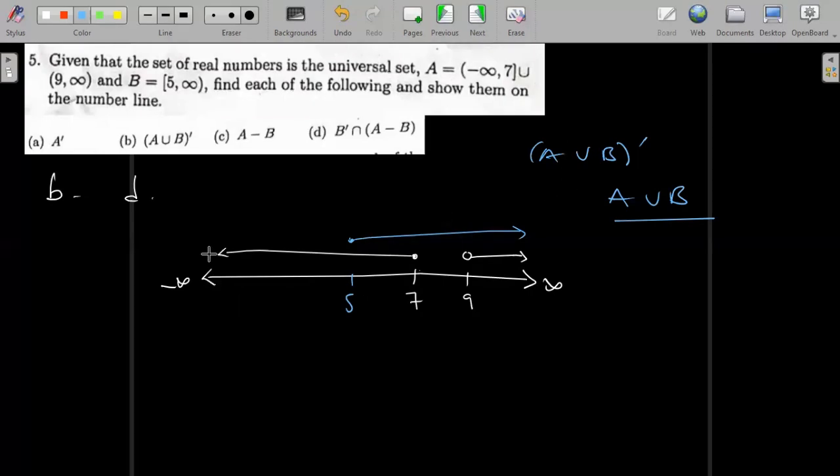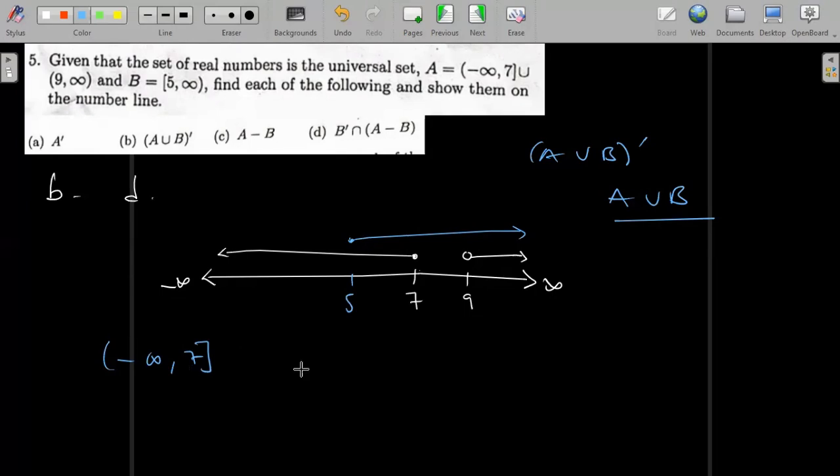So here, when we look at the set A, the set A goes from negative infinity all the way up to 7. Here it's closed like that, and then there's a union.